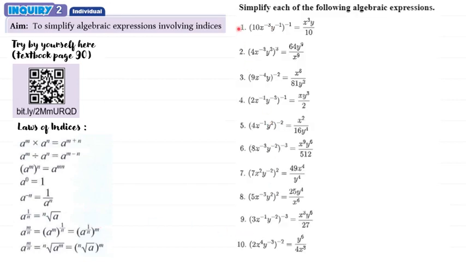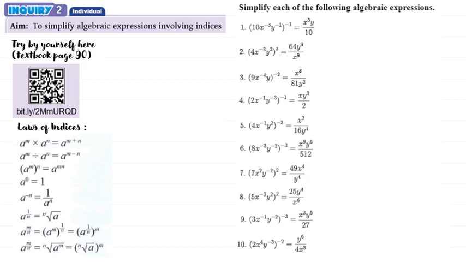So this is the answer for the 10 questions given. Okay, I will show you question number 1 and also question number 7 to show the working steps on how to simplify the following algebraic expression. Okay, let's say for question number 1.